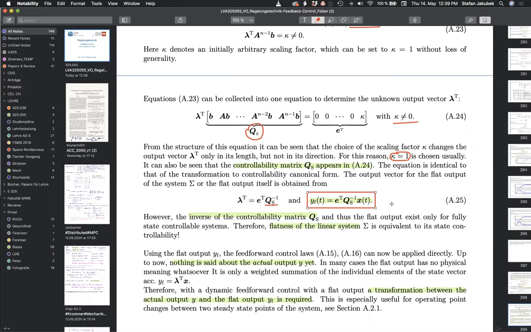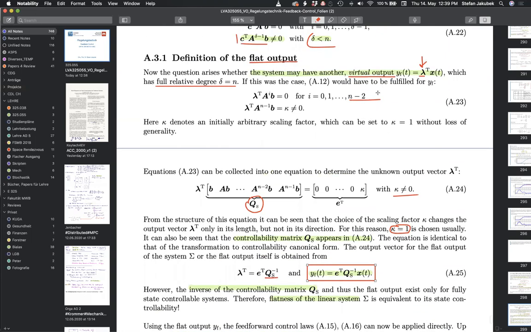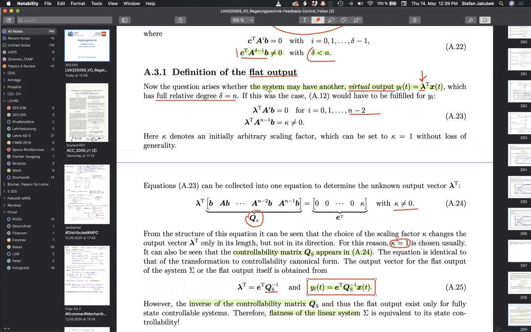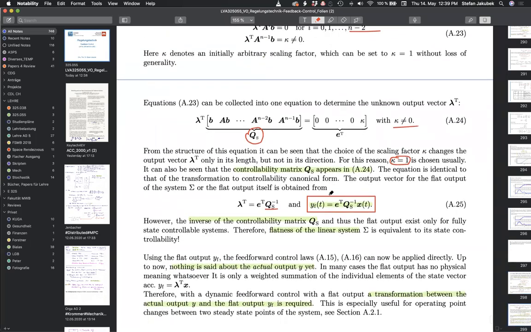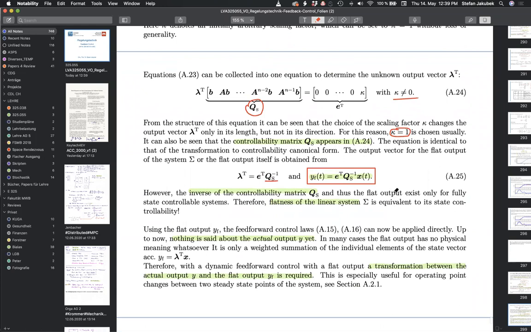So what I've shown you thus far was actually no solution to our problem. If we have an output, and if we want to control that original output, which is here, nothing has been said about how I could control it. The only thing I've shown you so far is how we could find a new output for that system that has full relative degree, and we have found that. So there is some kind of recipe. The system has to be fully state controllable.